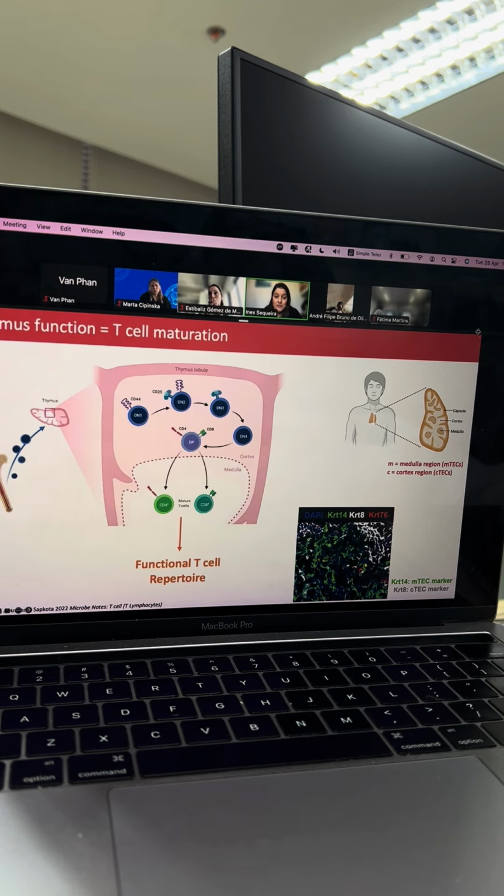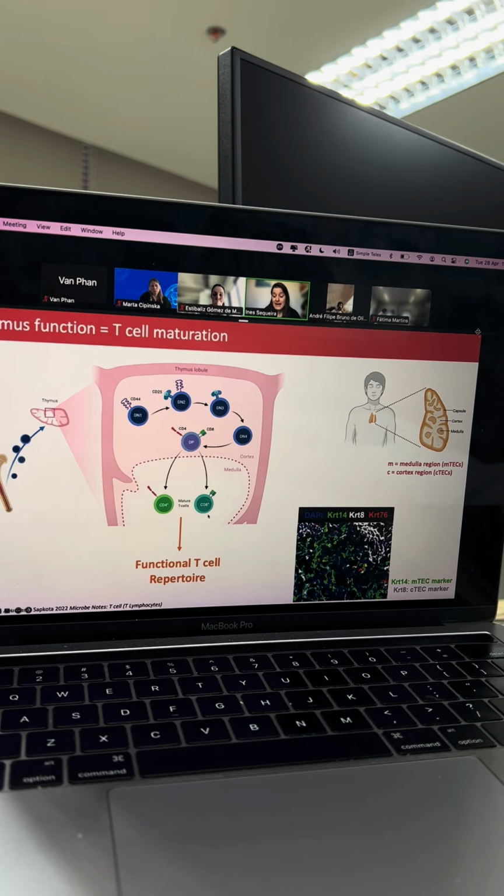And the thymus, for those that are not aware, is a mini organ that sits on the top of your heart and is important to create a functional T cell repertoire. So the immature T cells go through the thymus and are presented to tissue self-antigens and follow two phases of positive selection and negative selection.